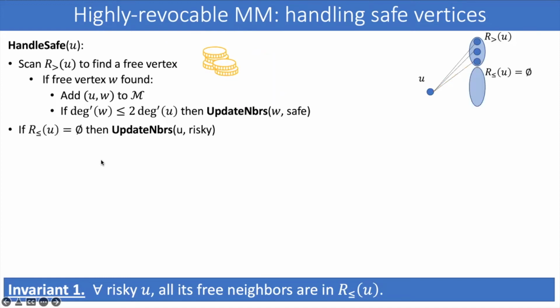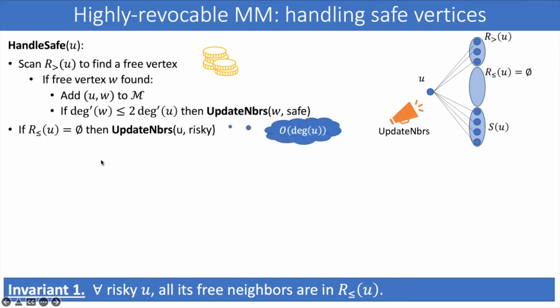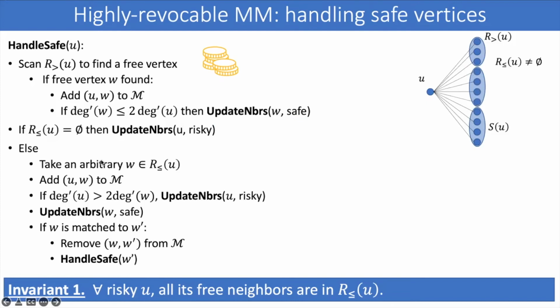Next, if the set of neighbors of smaller estimated degree is empty, U informs its neighbors that it became free and thus risky. The total cost of this part is O of deg of U, and the invariant 1 is maintained. Finally, if the set of neighbors of smaller estimated degree is non-empty, we have to take some extra steps in order to maintain the invariant.